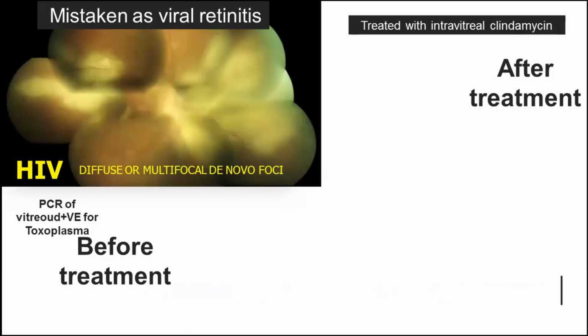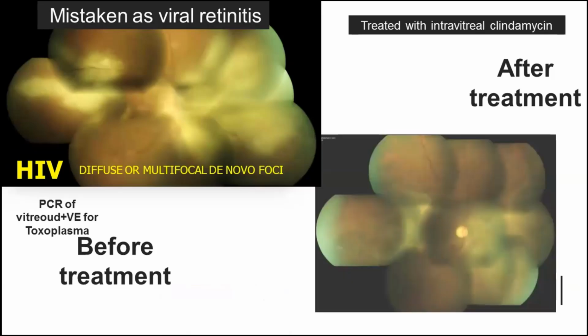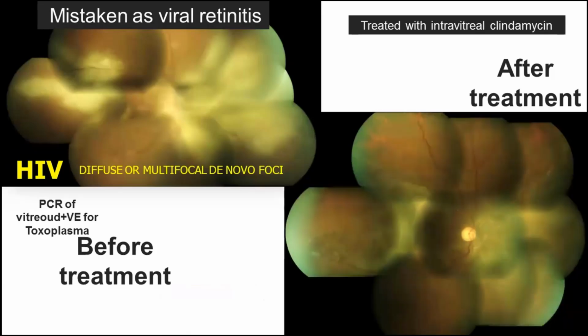In case of HIV, the picture is often different. It's a diffuse type of retinitis, and the vitritis may be very slight, with diffuse or multifocal lesions. In these atypical cases PCR is quite helpful, because the ELISA test may be negative. This is an HIV case where PCR of the vitreous was positive for toxoplasmosis. This is before treatment, and this is after treatment. There is complete resolution of inflammation.